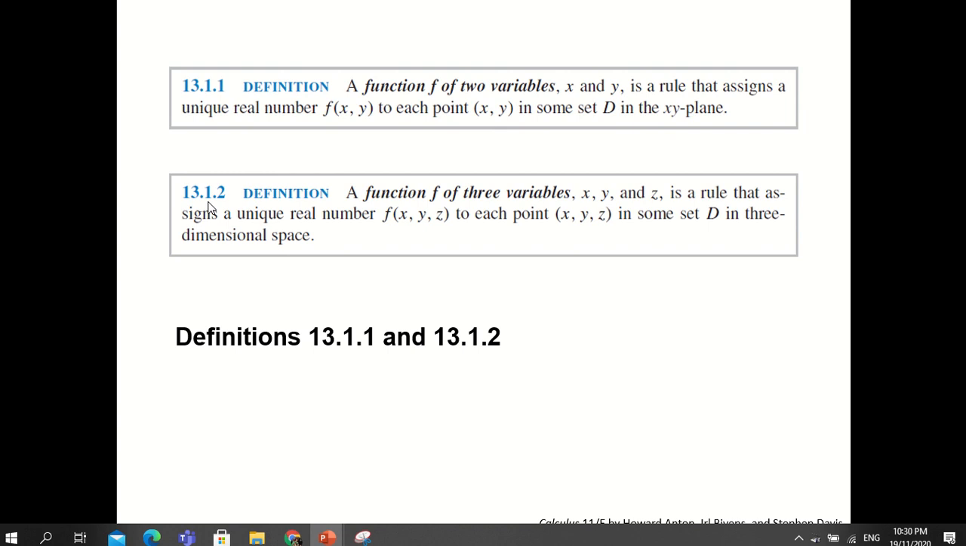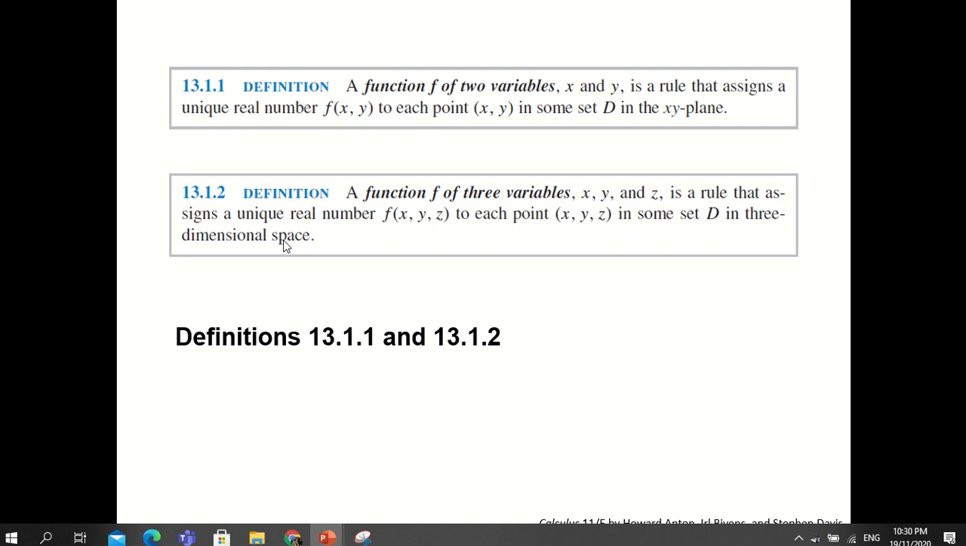Then we have definition 13.1.2. A function of three variables x, y, and z is a rule that assigns a unique real number, f of x, y, z, to each point (x, y, z). So these are the coordinates of a point in three-dimensional space, in some set D in three-dimensional space.